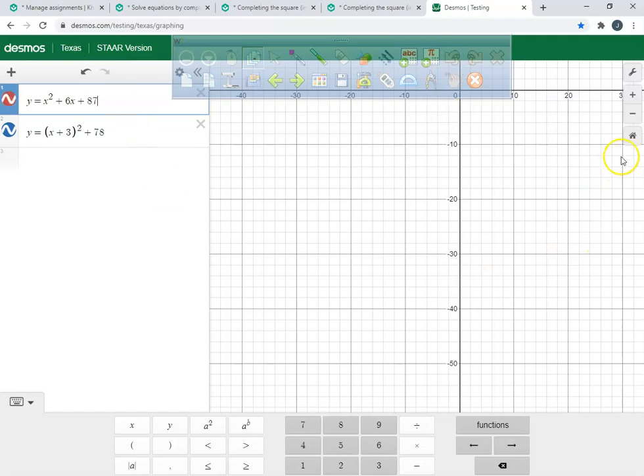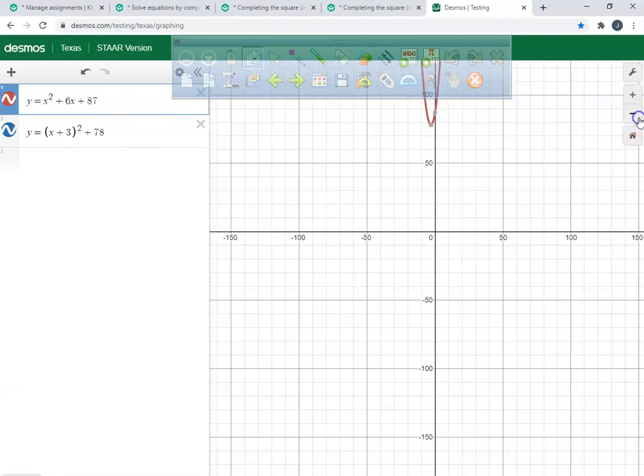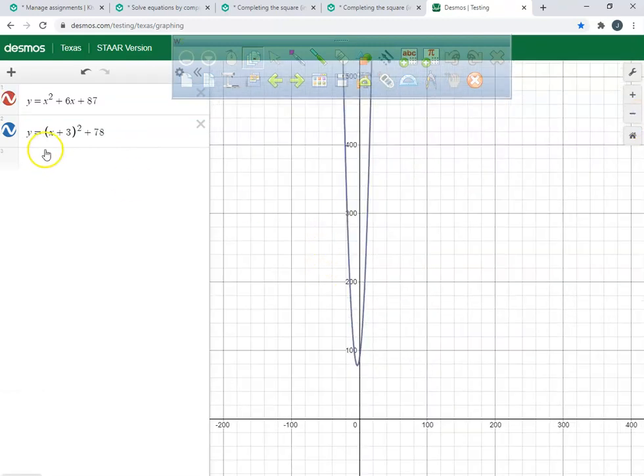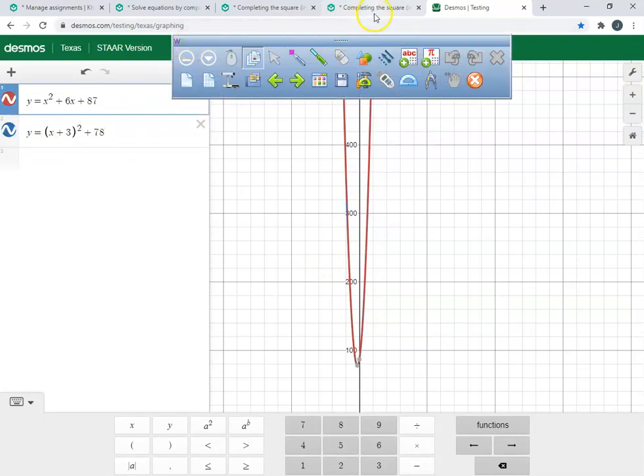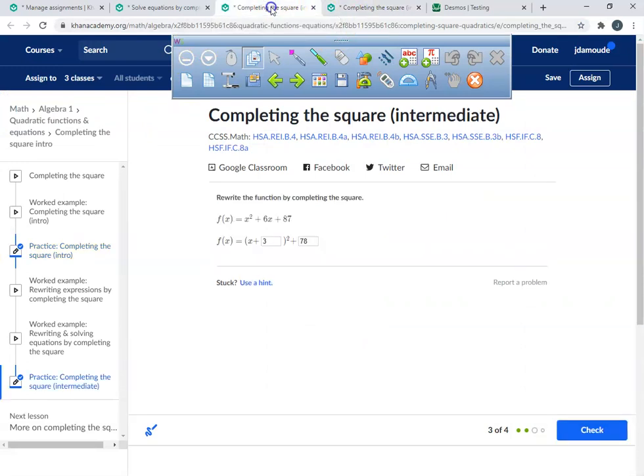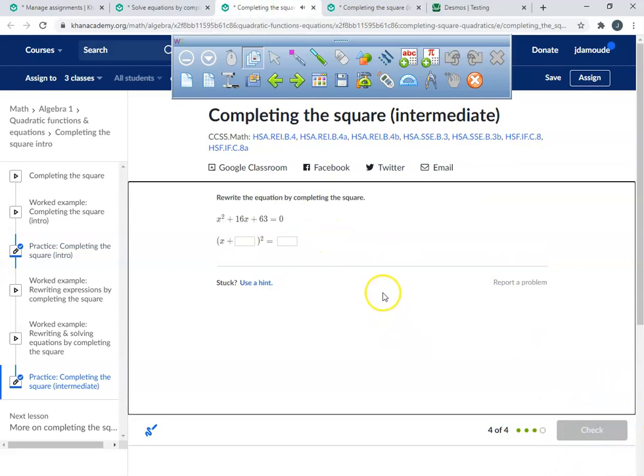So notice we can't see anything, can we? So I got to zoom out until I find it. Now, check this out. Do these perfectly line up with each other? So that lets me know that I did it correctly. All right. Now, you guys can go ahead and start working.